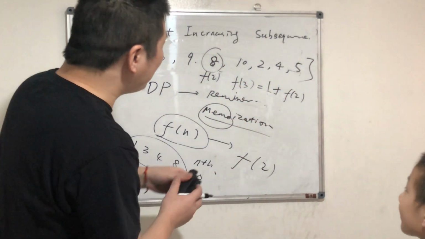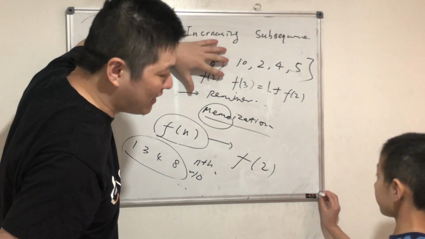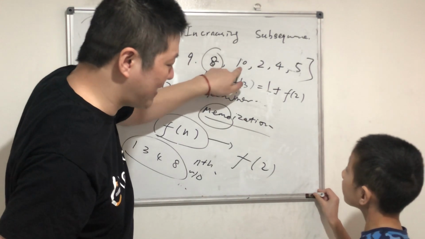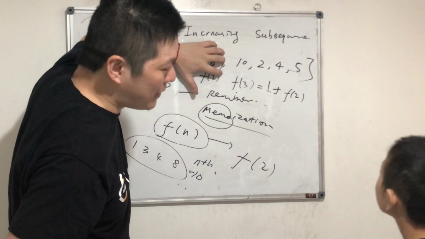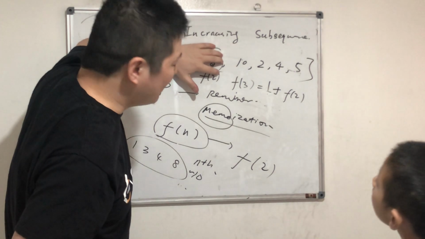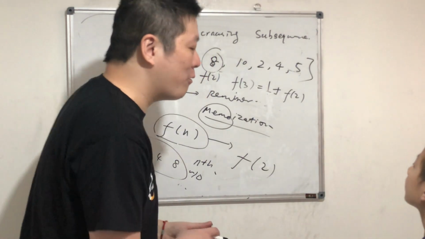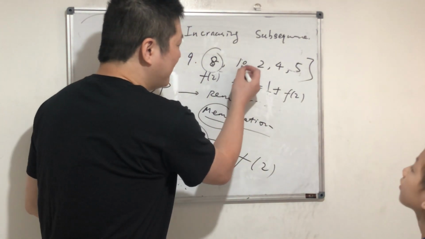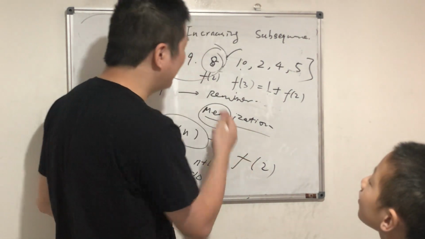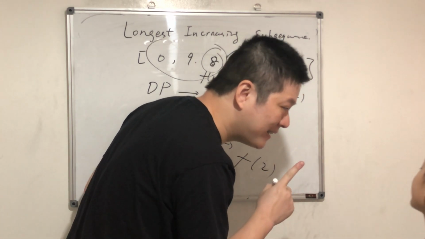Because we already know this bit, we can reuse it. Why can we reuse it? Because A is smaller than 10. For example, if F2 is a million, then I know F3 is a million plus 1, because I can always put a 10 at the end of the previous longest subsequence, and that increments the longest subsequence by 1. Got it?